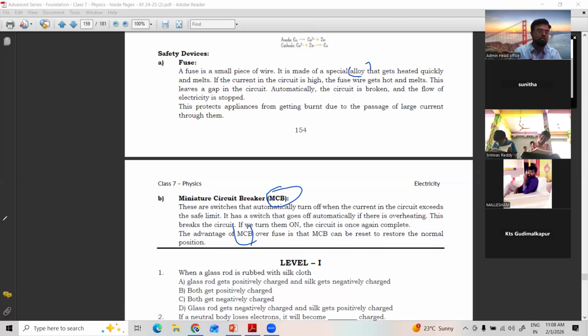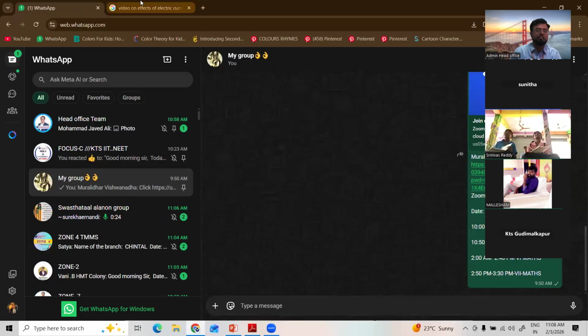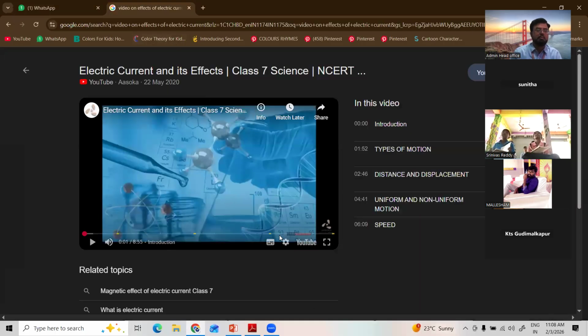So these two, which we can see in our houses, are safety devices that can protect our electrical appliances like fridge, TV, radio, computers, mobile phones. All these can be protected by these safety devices, right? So before going to the next part, let me show you one video on this. You can check the video on what exactly the effect of electricity is.